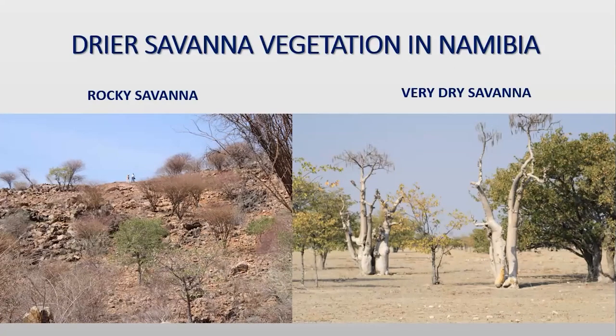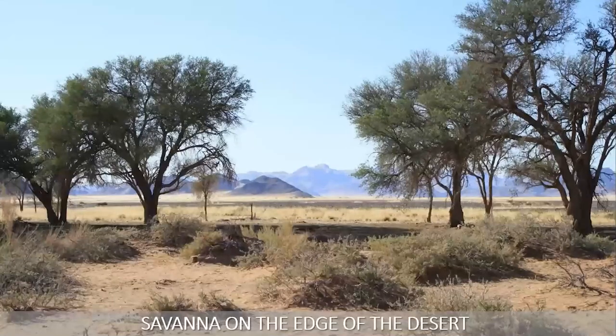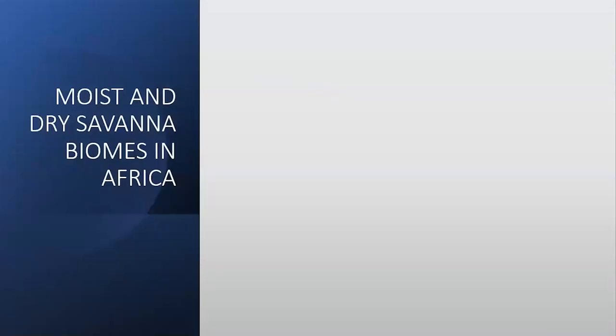This is actually in the good season, and the trees are still in evergreen state. And then just a final one on differences, pictures of savanna. Savanna on the edge of the desert, again dominated by trees and very little grass.